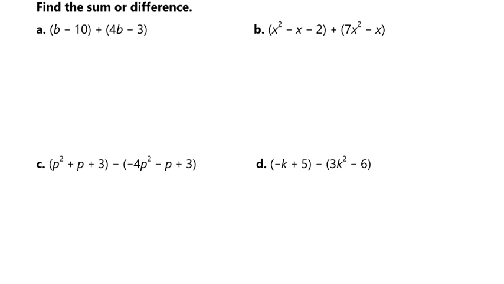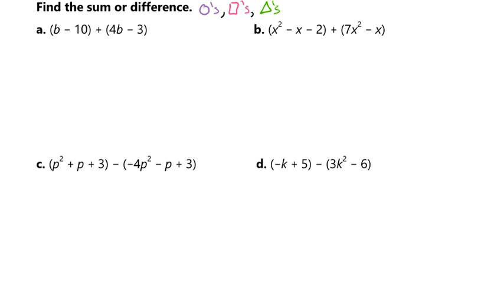In this video, we're going to be finding the sum and differences of polynomials. So in this first example, we have b minus 10 plus 4b minus 3. Now, sometimes I like to refer to this as circles, squares, and triangles, and you'll see why. So remember, when we're adding and subtracting, or finding the sum and the differences, we'll be combining our like terms.